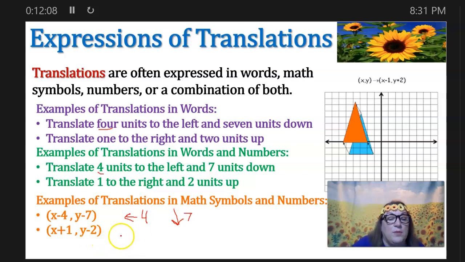Okay. Now on this second one here, x plus 1 and y minus 2, that means we're going to move the x to the right 1. But we're still going to go down on the y 2 spaces because it's still a minus 2 here, not a plus 2. If it was a plus 2, we would go up.